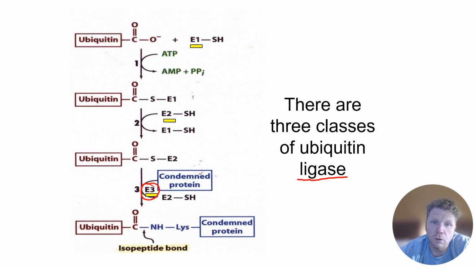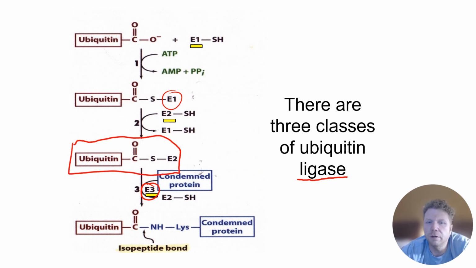So that E2 is going to come along and find the ubiquitinated E1, and it's going to transfer the ubiquitin to itself. So E2 is basically going to displace E1, and at the end of step 2, we have a ubiquitinated E2. Okay? Now, that's going to release E1, so it can go back up here, and the enzyme E1 ubiquitin ligase can start this process over again.